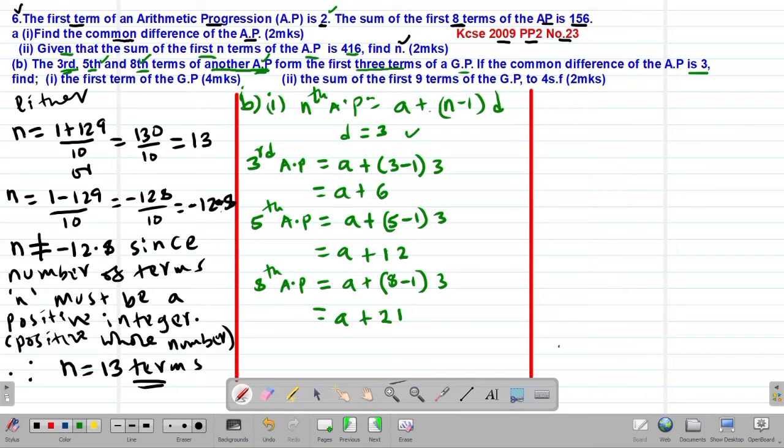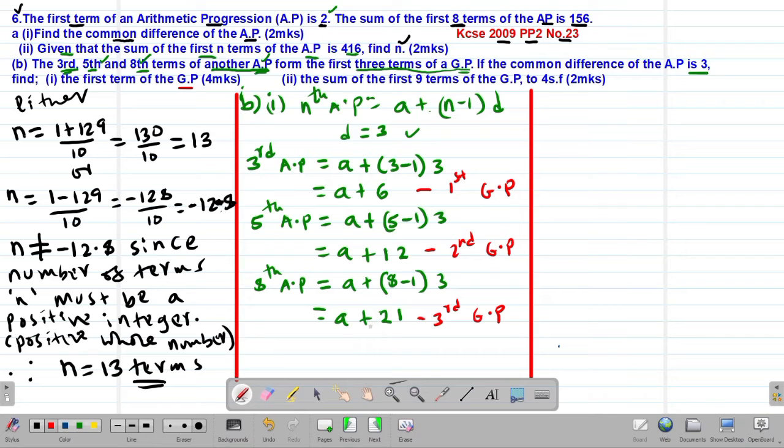Then you are told that the third, the fifth, and the eighth terms of another AP form the first 3 terms of a geometric progression. So it means that this will be the first term of the GP being formed. Then the fifth term will be the second term of the GP, which is being formed. Then the eighth term will be the third term of the GP that of course we are forming. Therefore, we are required to find the first term of the GP. So remember, the first term is the first term of the GP.